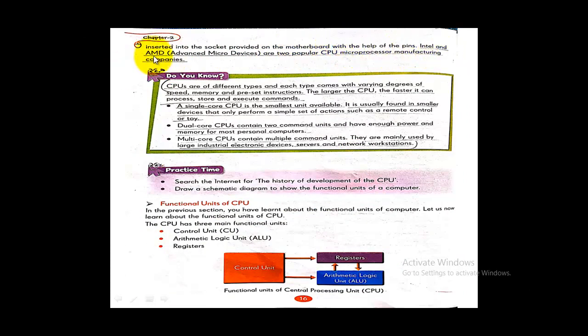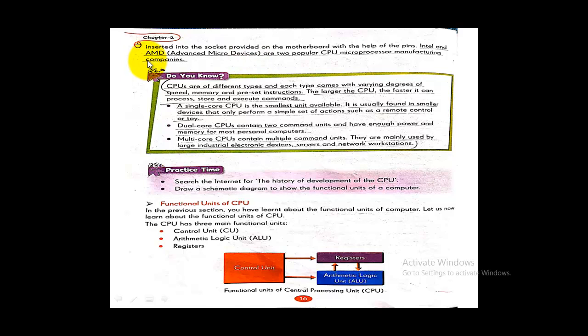Now Intel and AMD, advanced micro devices. Underline this also: AMD, the full form of AMD, that is advanced micro devices, are two popular CPU microprocessor manufacturing companies. If I ask a question like this, name two popular CPU processor manufacturing companies, you can answer: one is Intel, the other one is AMD.